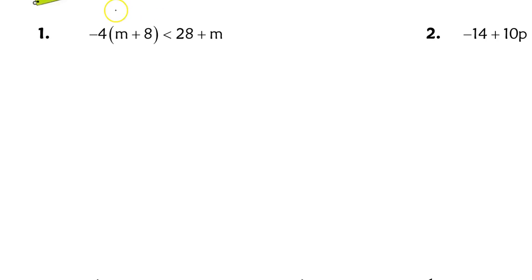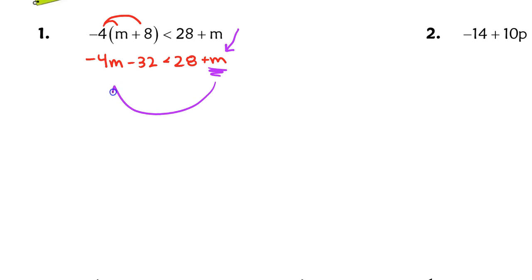In example 1, I want to make sure that I always get rid of those parentheses to simplify a little bit further, so we'll do that first. So we have negative 4m minus 32, and let's go ahead and drop down the less than 28 plus m on the right hand side of the inequality. And now I have a variable that appears on both sides. So to make this easy for all of us, we're always going to move the variable that appears on the right side. We're going to move that one first.